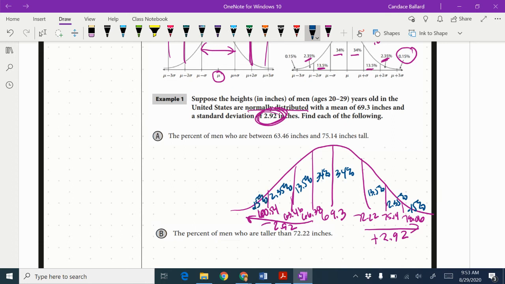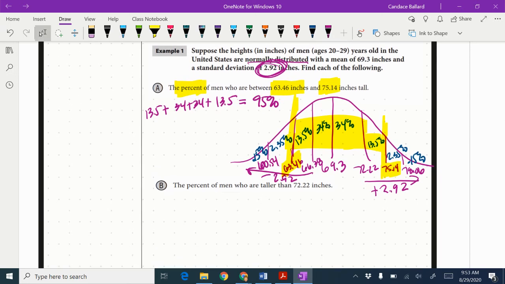All right, so now we're supposed to look. We haven't even looked at the question really. It says the percent, so we're keeping it in percent of men between 63.46. What do you know? 63.46 is right there. And 75.14. So we're supposed to be finding the percent of men that are between these two values. So I need to take those 4 numbers and add them up. We get to keep them in percentages, okay? So I'd take 13.5 plus 34 plus 34 plus 13.5, and I end up with 95%.